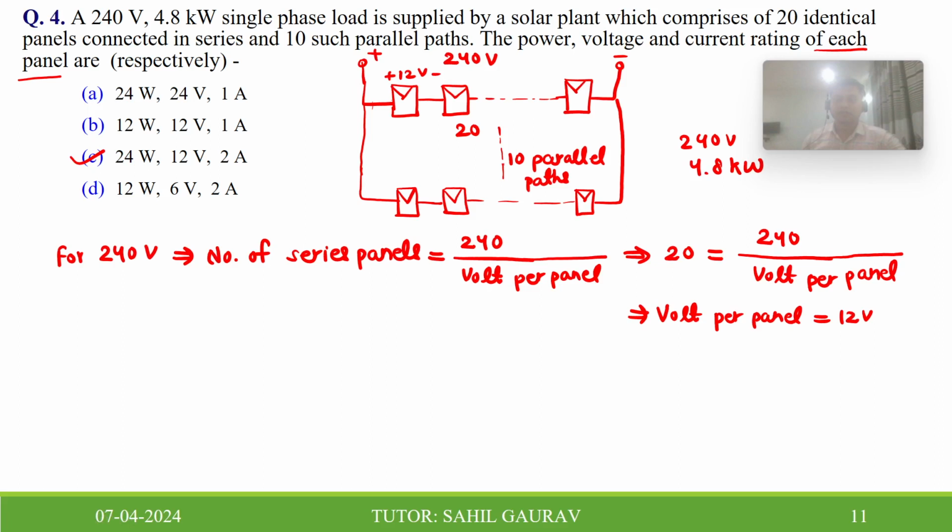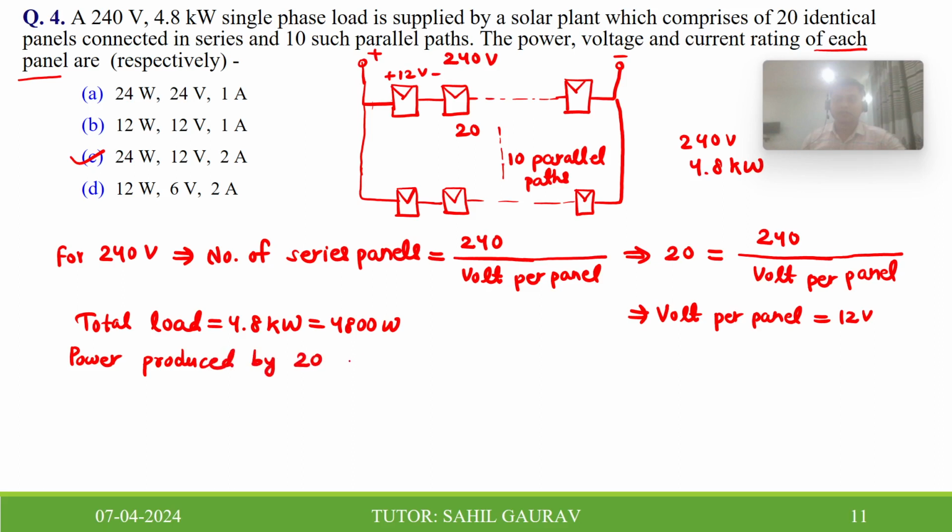Now we can find this. Total load is given as 4.8 kilowatt, that is 4800 watt. Therefore, we can write the power supplied by 20 series panels. Power supplied by each set of 20 series panels, because 10 parallel paths are there. Let us assume the power produced by 20 series panels as P20S.